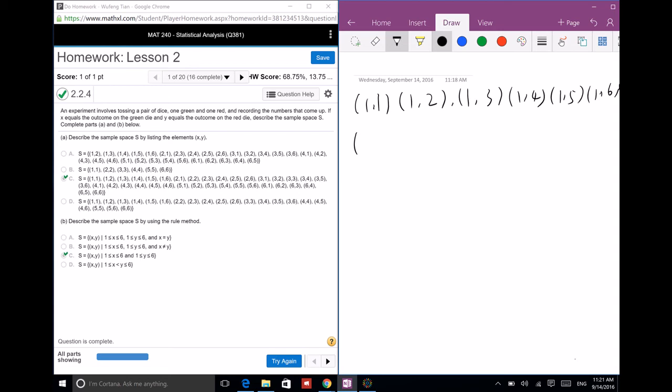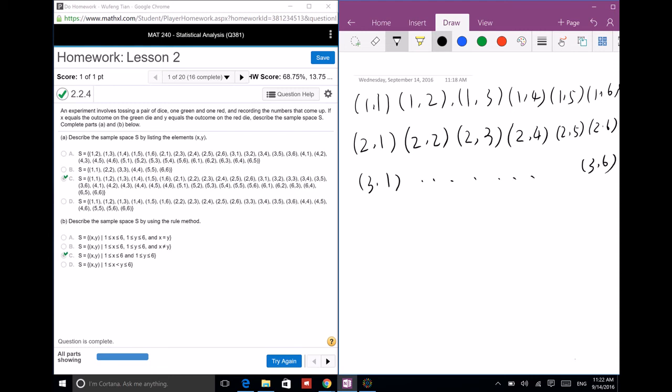The second one can be 2,1. The first die is 2, second die is 2. First die is 2, second die is 3. First die is 2, second die is 4. And you continue. That's all the combinations. So continue. You have 3,6 here, and your last one is going to be 6,1, and continue 6,6. Totally, you're going to have 6 multiplied by 6, 36 outcomes.